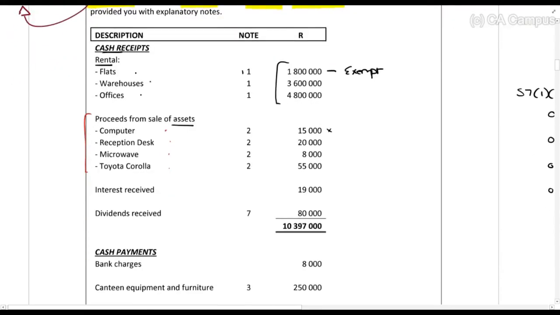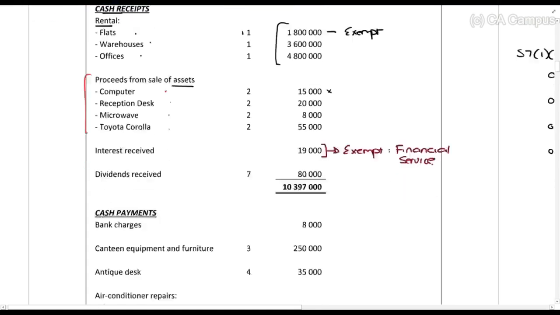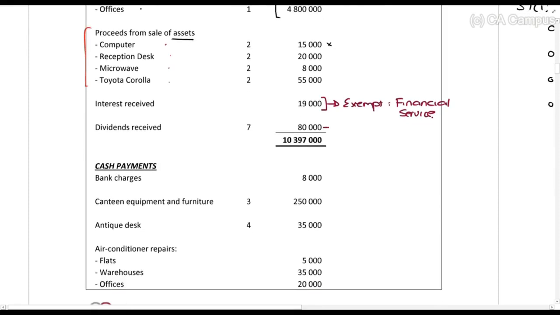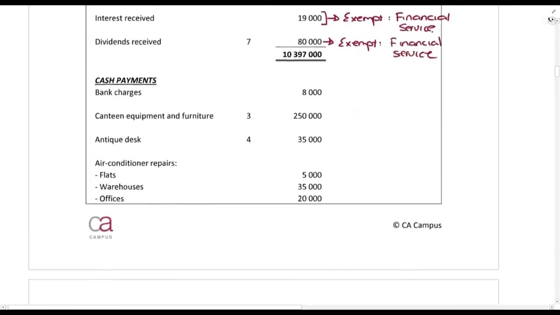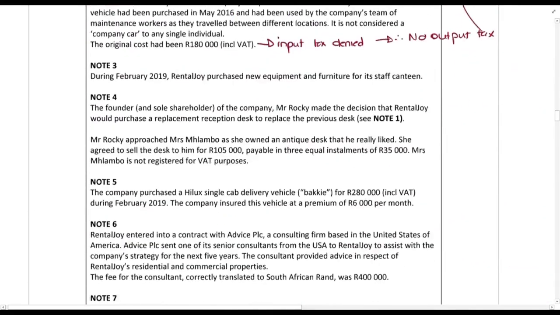Right, then we have interest received over here. That is exempt. It's a financial service. And we have dividends received, note number 7. We'll go and read what it says there. But that should also be exempt as a financial service. There's no VAT on a dividend. Let's just go and quickly see what note number 7 is talking about.